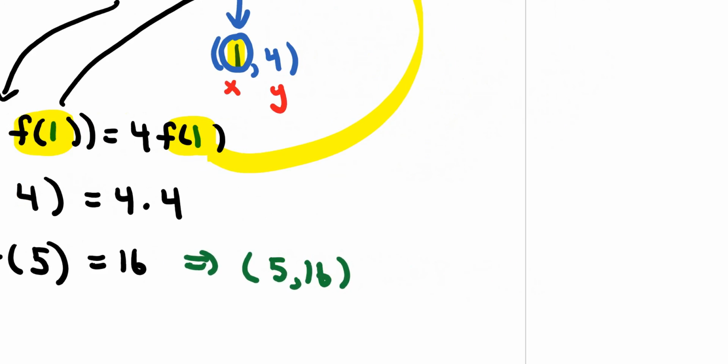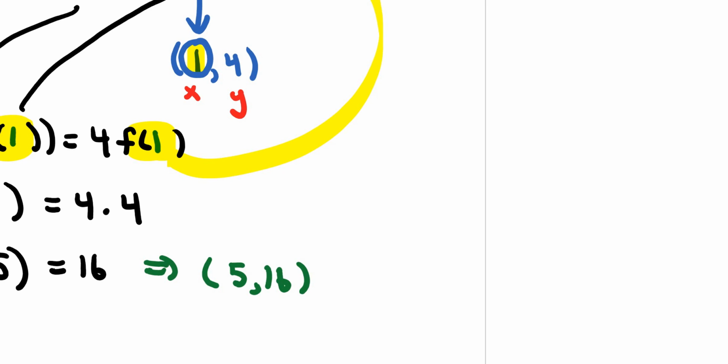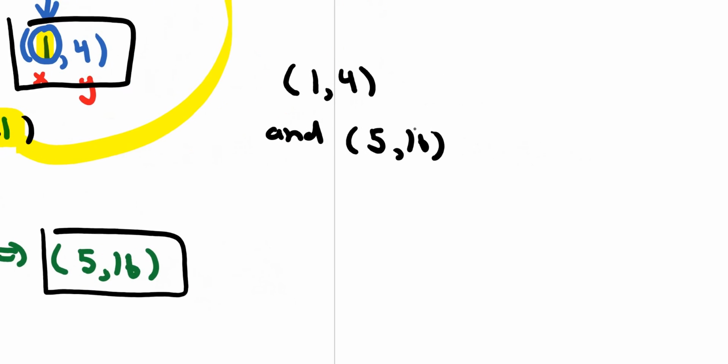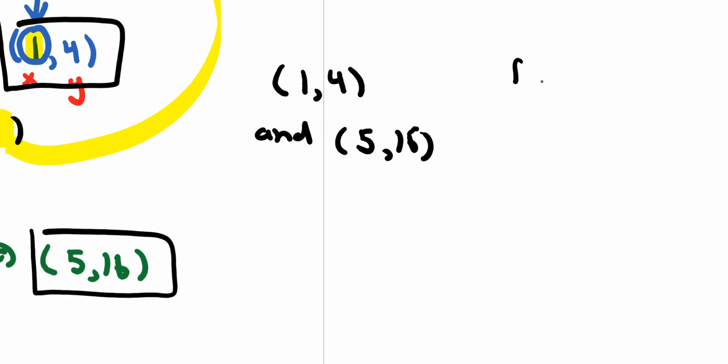Okay, so now if you think about this problem now, we have 2 points. We have 5 comma 16, and we also have the point 1 comma 4. So let me just rewrite the points here, 1 comma 4, and we have the point 5 comma 16. Our goal is I need to find the value of f of 21. Okay, so what we're going to do here now is let's find the equation of a line using these 2 points, right? So let's go ahead and find the slope first.